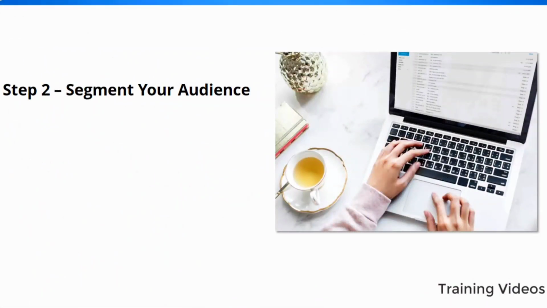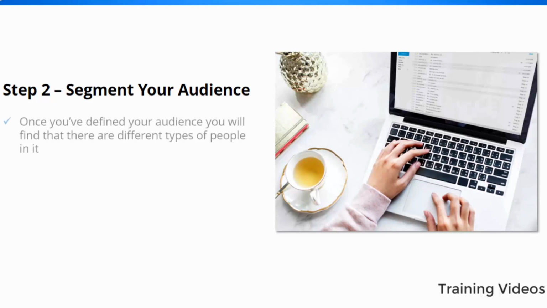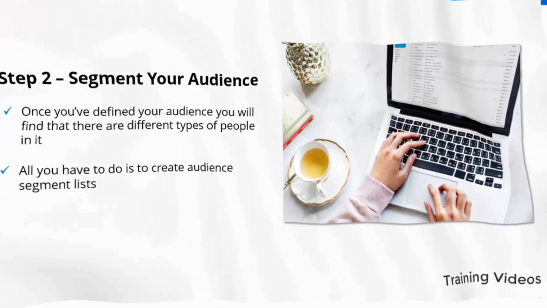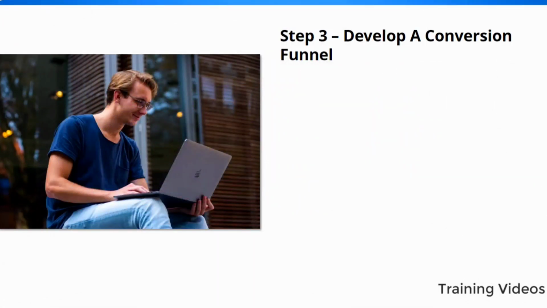Step number 2, segment your audience. And once you've defined your audience, you'll find that there are different types of people in it. You have to add each one of these groups of people to a segment. All you have to do is to create audience segment lists. Most marketing and advertising channels allow you to create and save audience segments, and you can also save them to a spreadsheet.